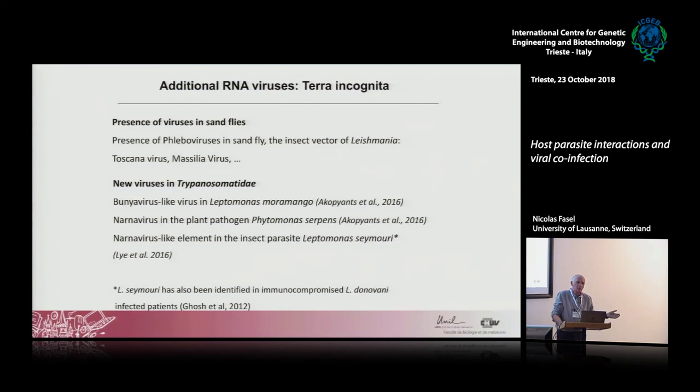There are a lot of flaboviruses in sandflies. Yesterday we saw that there was a microbiome of the sandfly with bacteria. I showed you flabovirus with Toscana, but there's Massilia virus, Sicily virus, and so on. There are new viruses in trypanosomatids, and they are called Bunia virus-like. These are single-stranded RNA that you can find in Leptomonas. There are nanovirus in the plant pathogen, nanovirus-like in the insect parasite Leptomonas aemori, and so on. Okay, we start to have a lot of these viruses.